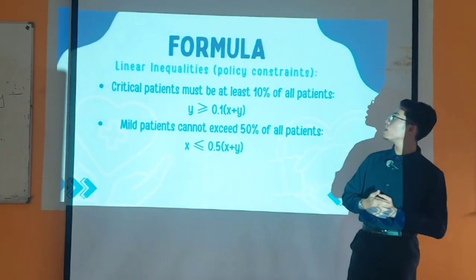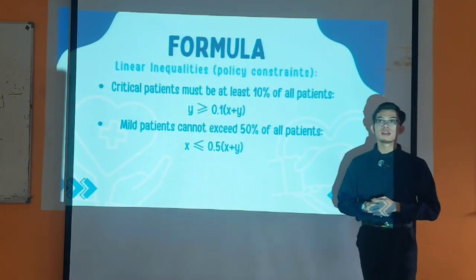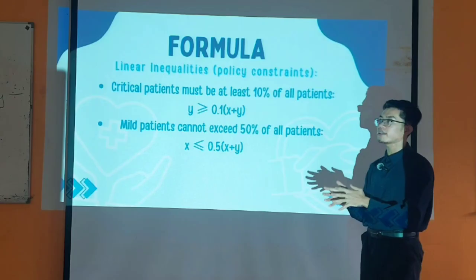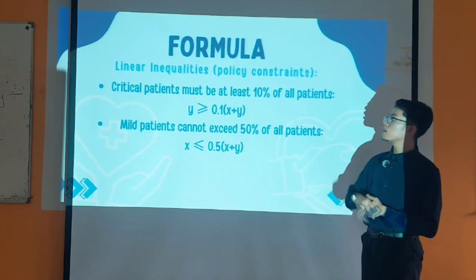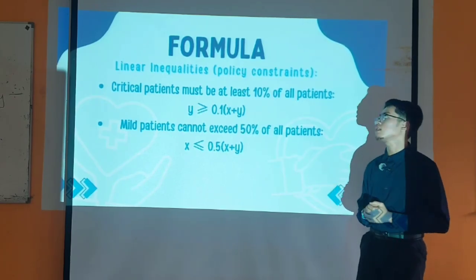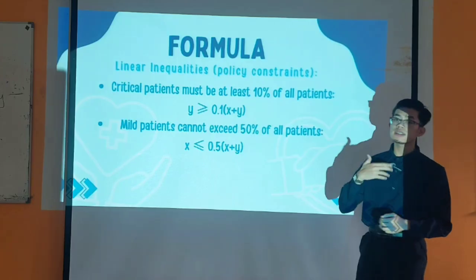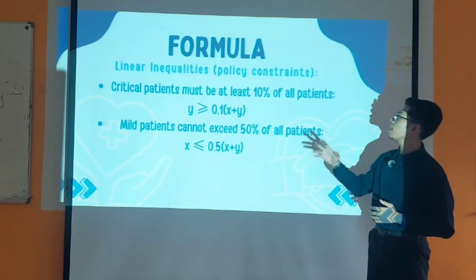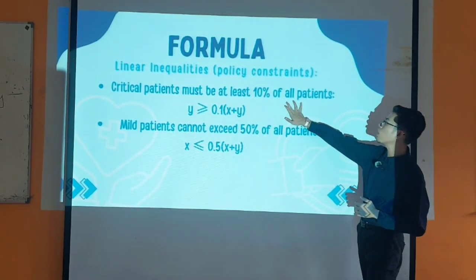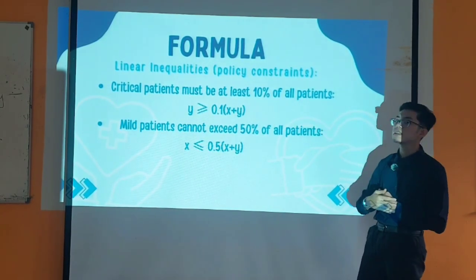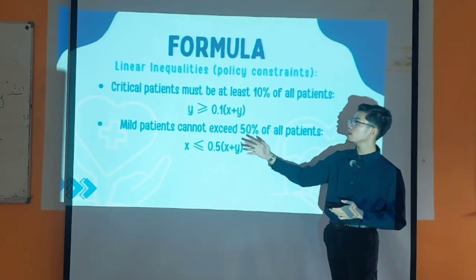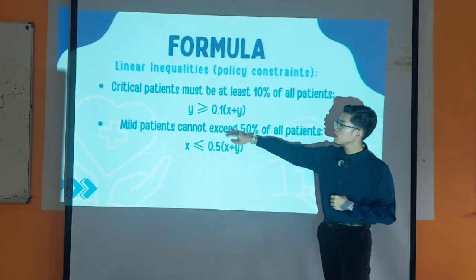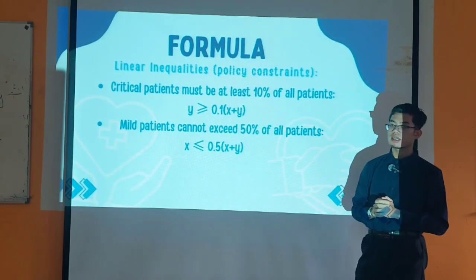Next we have the policy constraints. This shows the rules of the hospital and the subsidy that it gets. Here we have two equations. The first is that critical patients must be at least 10% of all patients. So the equation that we get is y is greater than or equal to 0.1 times (x plus y).